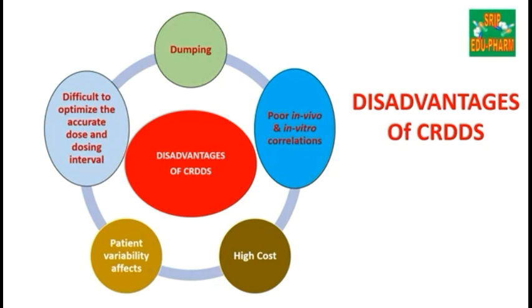So the variables diet, water intake and intestinal contents affect the release rate of the drug, and they are mainly of two types: cation exchange resins and anion exchange resins. So next we see the chemically controlled system.